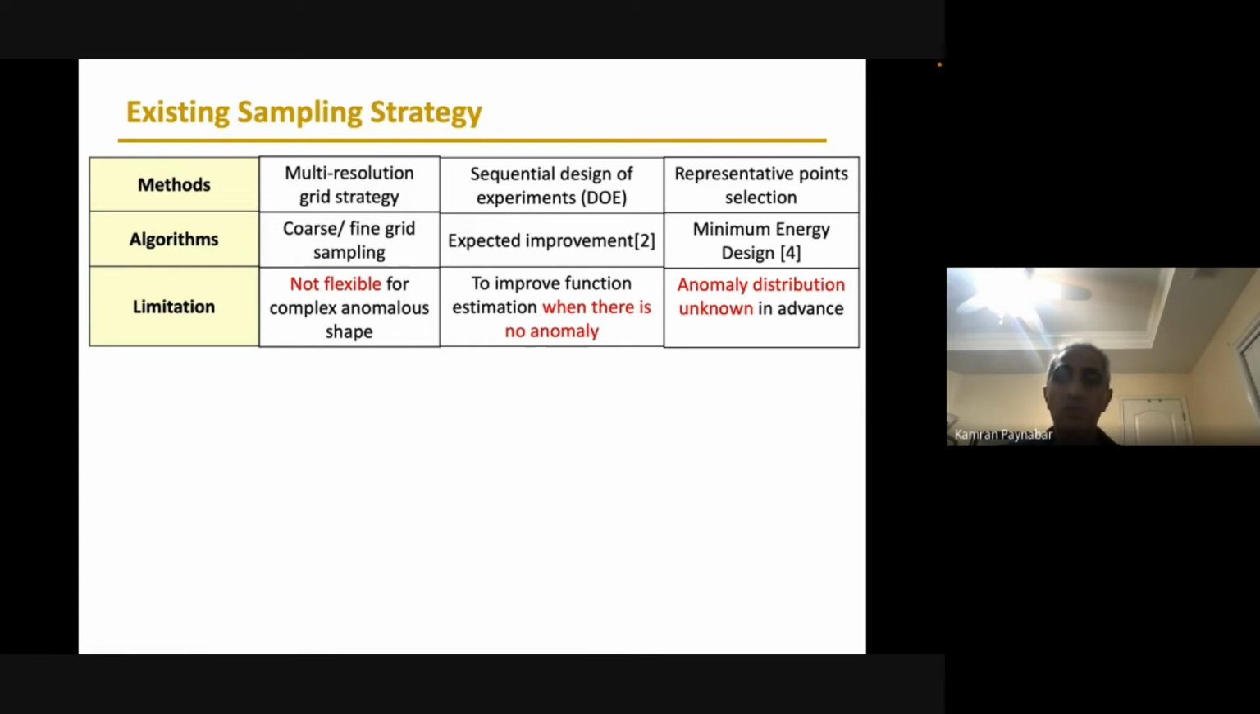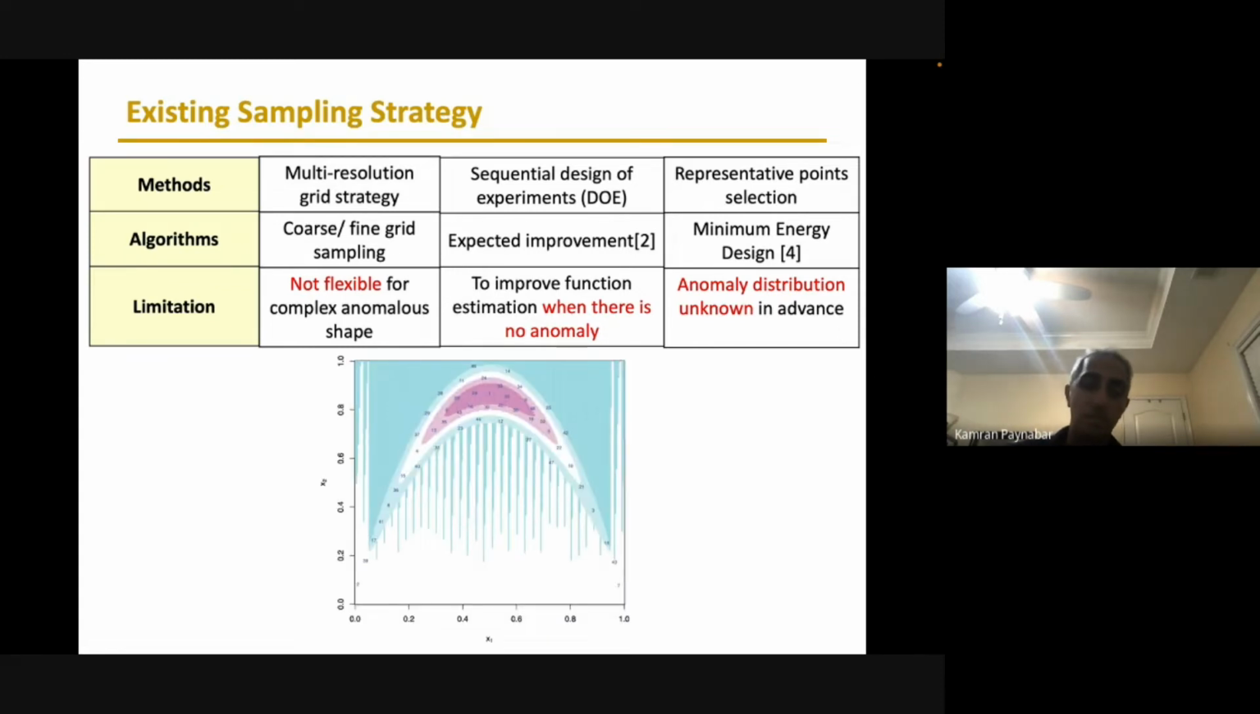And there is another one, the representative point method. They basically work with anomalies, but they assume that the anomaly distribution is known. In reality, the anomaly distribution is unknown in advance. And basically, this is their methodology, how it works. I'm not going to explain it.